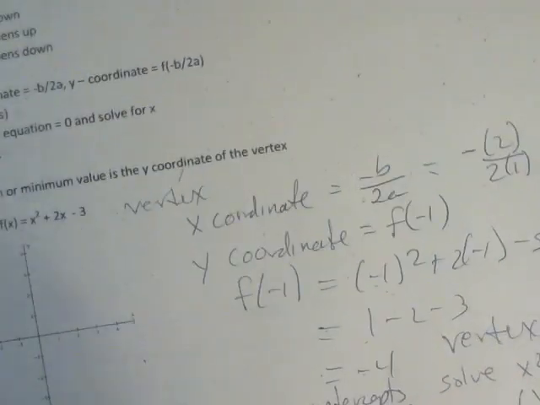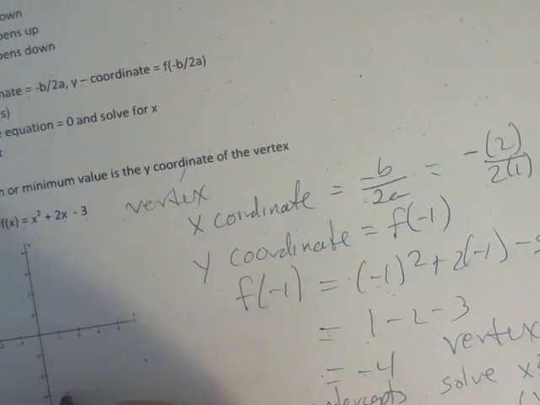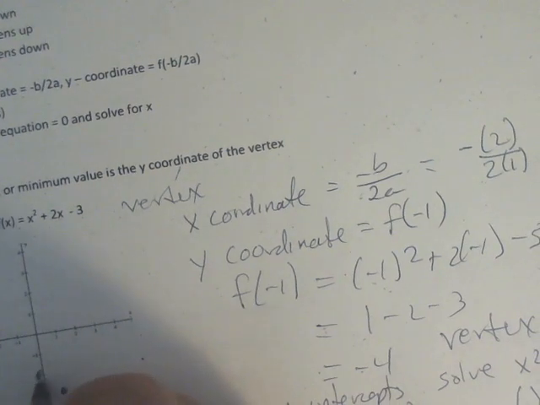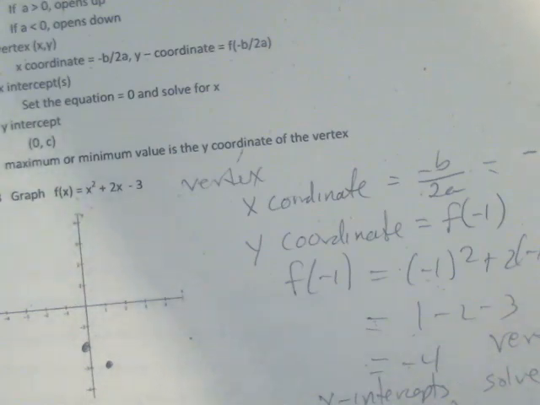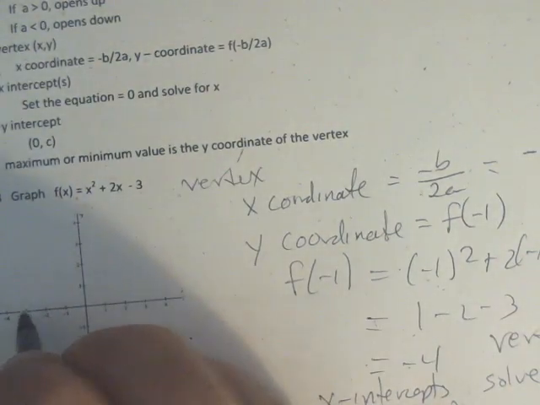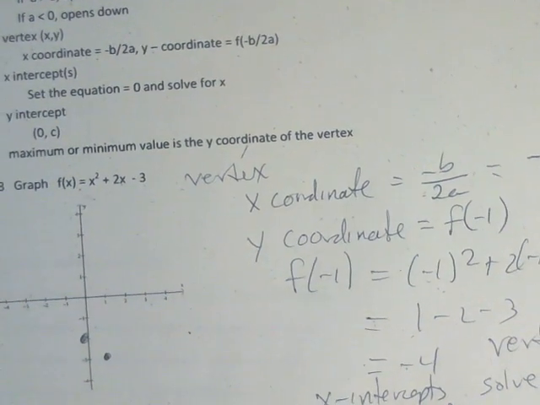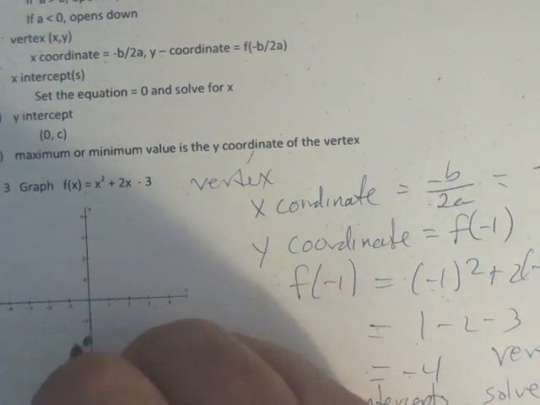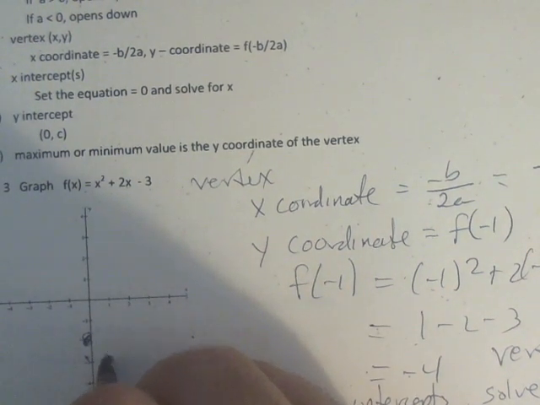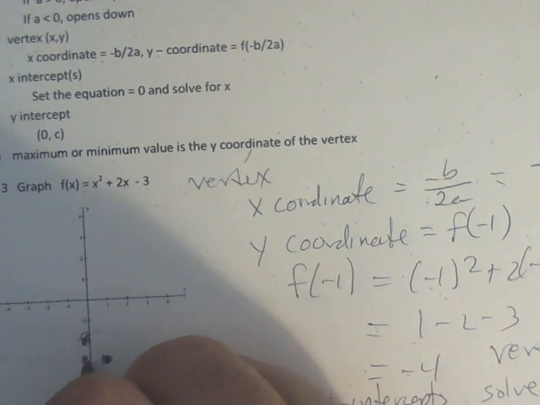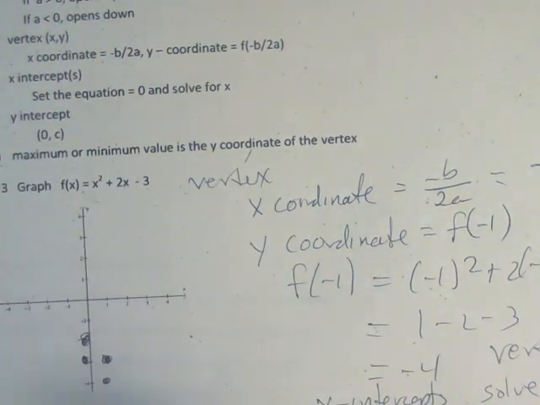I can go ahead and plot negative 1, negative 4, 0, negative 3, negative 3, 0. Oh, excuse me, that's 0, negative 2. Sorry about that. I got everything screwed up here. Negative 1, negative 4 is here. 0, negative 3 is here.